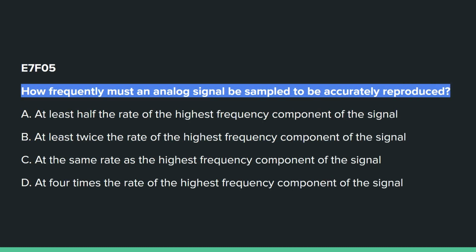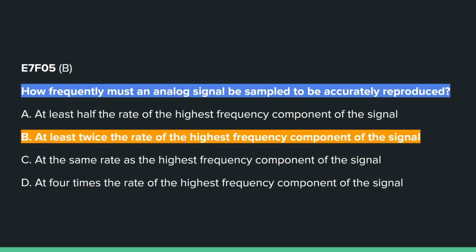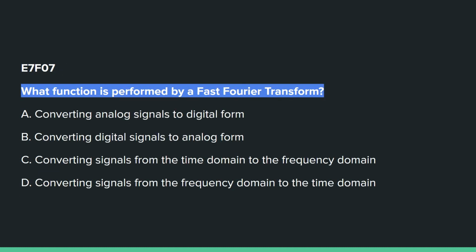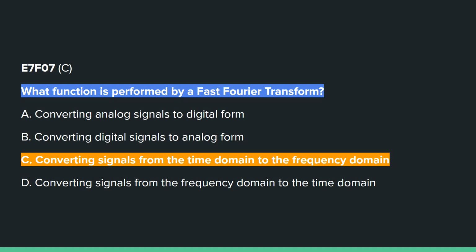E7F05, how frequently must an analog signal be sampled to be accurately reproduced? At least twice the rate of the highest frequency component of the signal. E7F06, what is the minimum number of bits required to sample a signal with a range of 1 volt at a resolution of 1 millivolt? That's D, 10 bits. E7F07, what function is performed by a fast Fourier transform? C, converting signals from the time domain to the frequency domain.